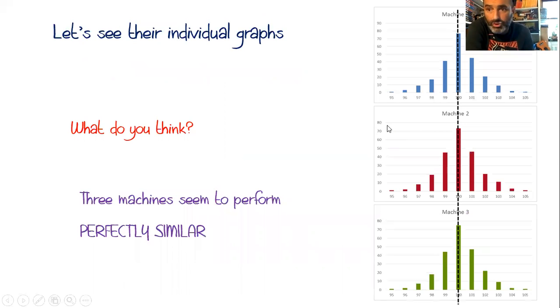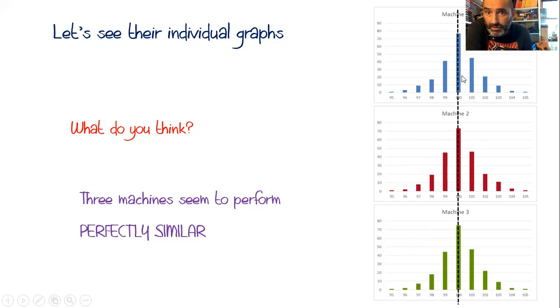Now, I'm going to show you the individual graphs. Let me take my head out of the way, right? So this is machine one. As you could see, the frequencies fall. The highest frequency is close to 80 here. This is 70 something, and this is again 70 something. And the black dotted line is your target value 100. Okay, around this target value of 100, you have these distributions.